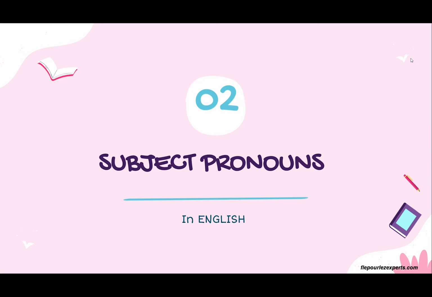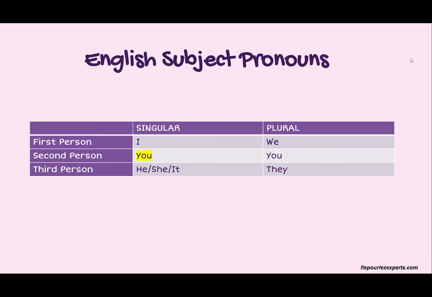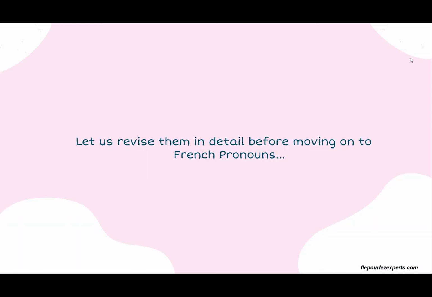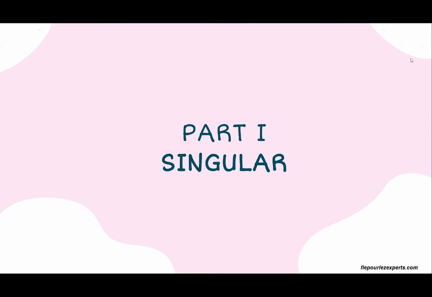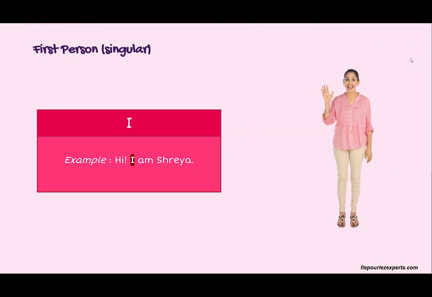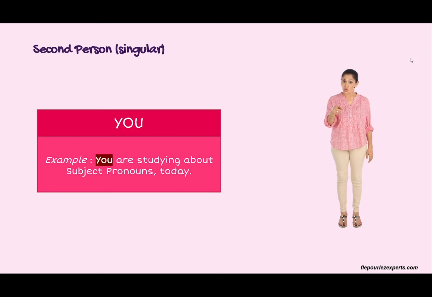So what are different subject pronouns in English? I, you, he, she, it, we, you, they. Let us revise them in detail before moving on to French pronouns. Part 1, singular. So first person is the speaker. Hi, I am Shreya. Second person is the listener. You're studying about subject pronouns today.